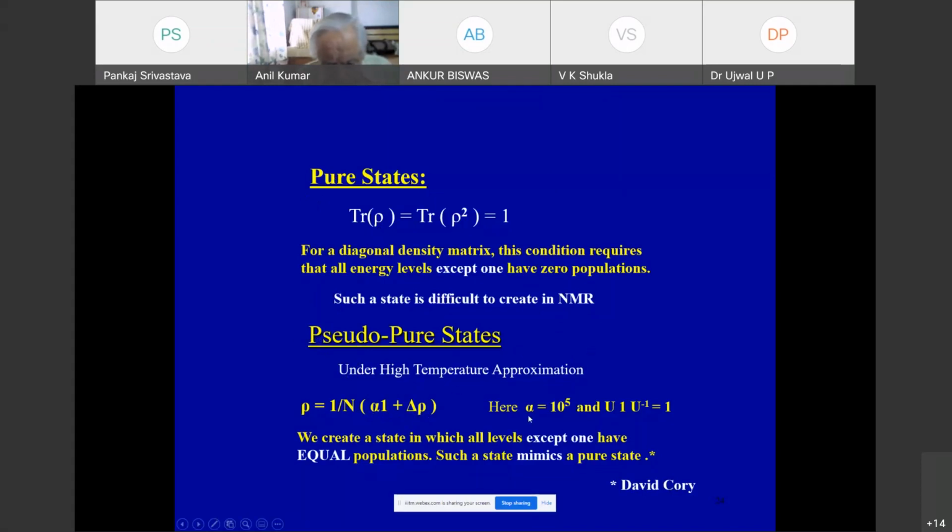Here alpha is of the order of 10 to the power 5, and if you apply any unitary transform on the rho, it doesn't do anything to the unity, and it only affects the delta rho. So delta rho mimics a pure state. We create a state in which all levels except one have equal population. Such a state mimics a pure state. David Corey said this in 1997 or so.